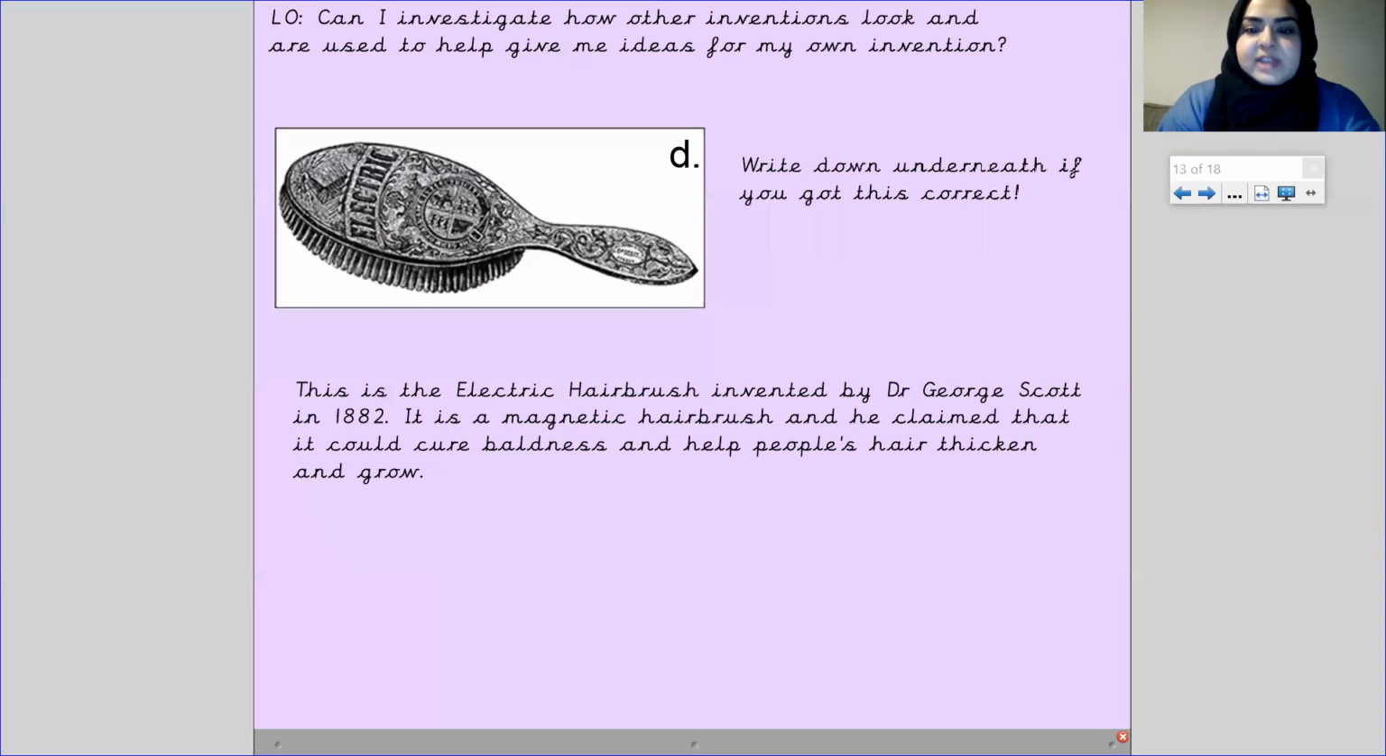This is the electric hairbrush invented by Dr. George Scott in 1882. It is a magnetic hairbrush, and he claimed that it could cure baldness and help people's hair thicken and grow.